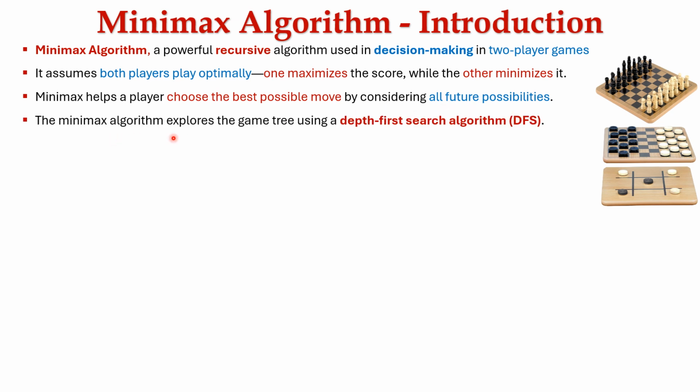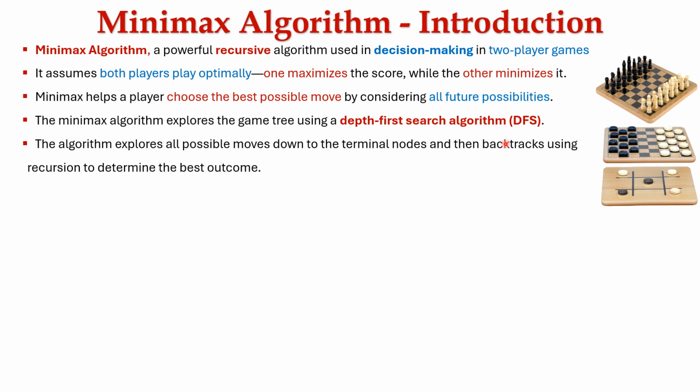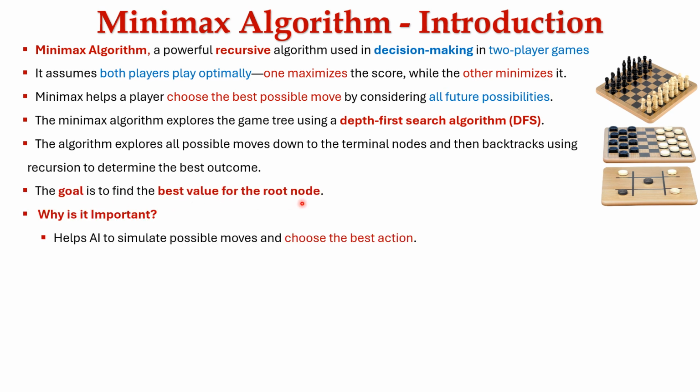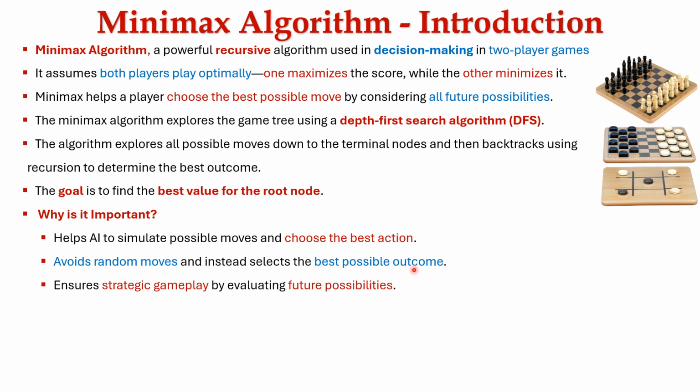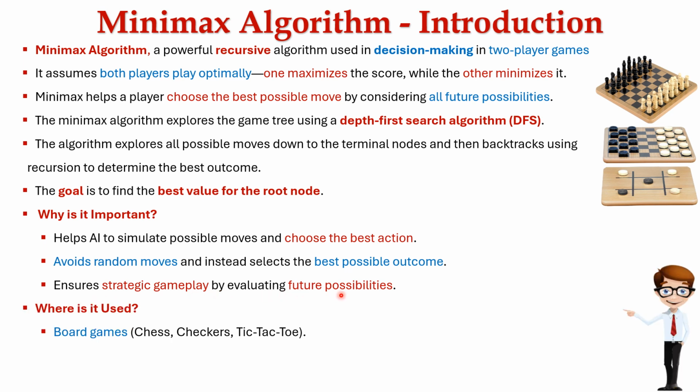The Minimax algorithm explores the game tree using the depth first search algorithm, that is DFS. The algorithm explores all possible moves down to the terminal nodes and then backtracks using recursion to determine the best outcome. The goal is to find the best value for the root node. It is important because it helps the AI to simulate possible moves and choose the best action. It also avoids random moves and instead selects the best possible outcome. It ensures strategic gameplay by evaluating future possibilities.